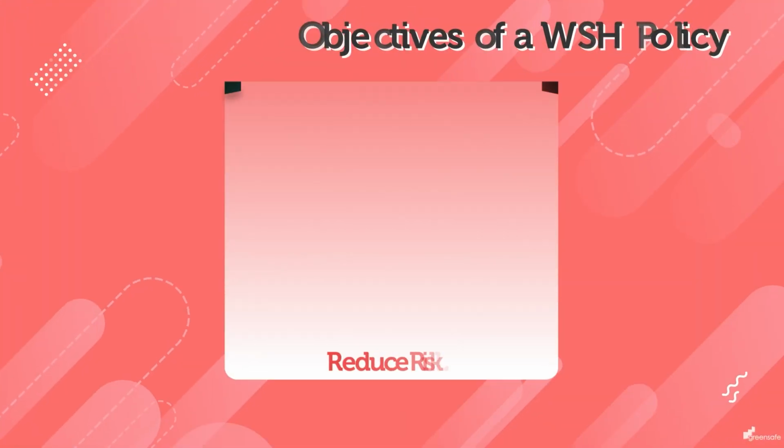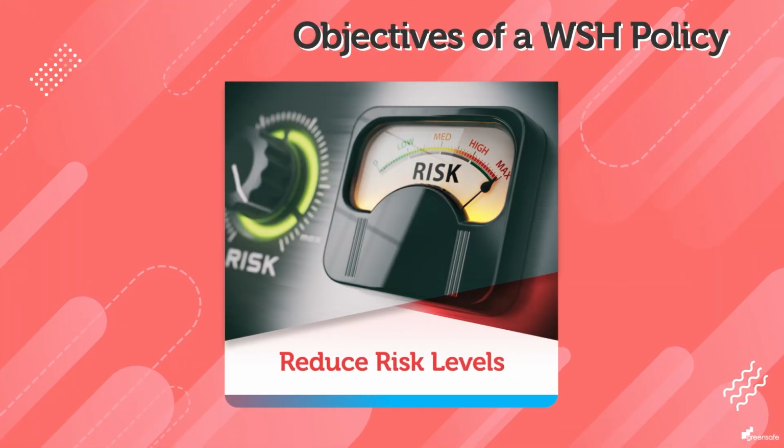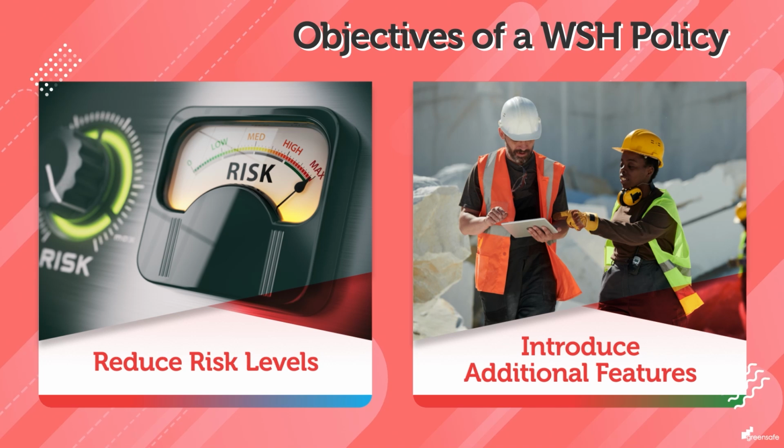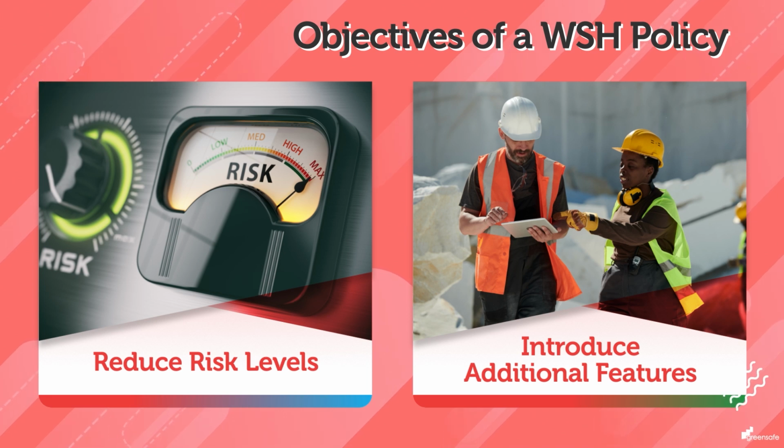Our first objective is to reduce the risk levels based on risk assessment results. Another objective is to introduce additional features to the existing WSH management system. This is needed to boost the current system. Coupled with the WSH policy, the system is made better. You might be wondering, what are these additional features? These features to be introduced can be anything, from tangible ones to intangible ones, as long as they make the mark and boost the system.